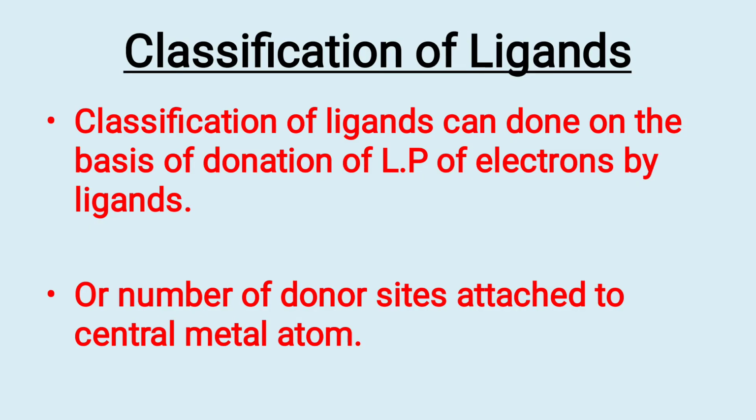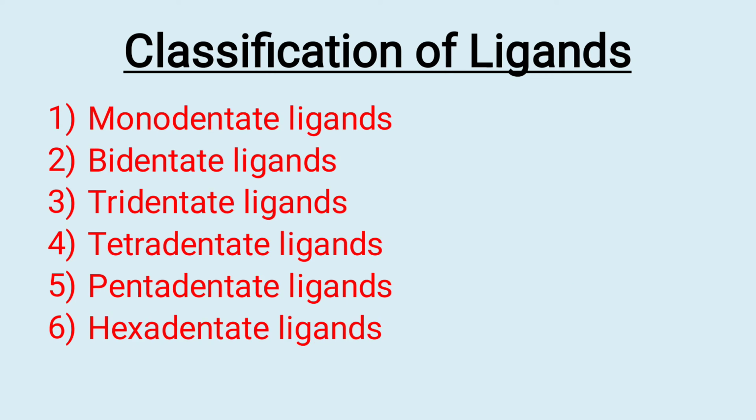So there is a simple classification of the ligands. As a part of the syllabus, we are going to see very shortly the classification of ligands. Ligands are classified according to the number of lone pairs available on the ligand, or the number of sites that can be attached to the central metal atom. So the classification is based on the number of lone pairs of electrons or sites available to donate to the central metal atom. So this is a simple classification of the ligands.